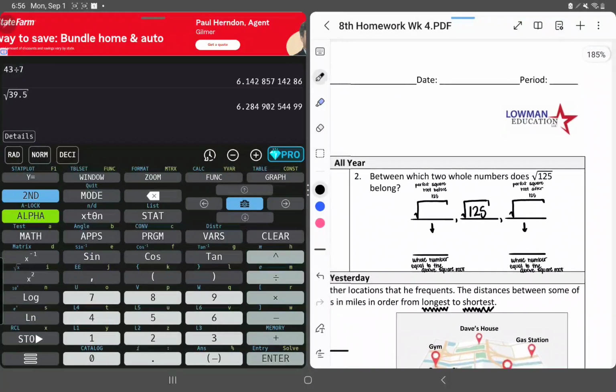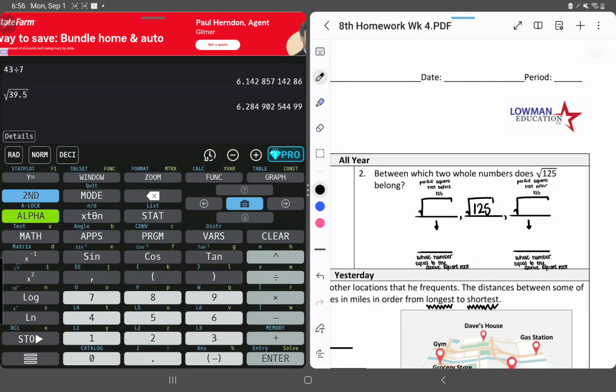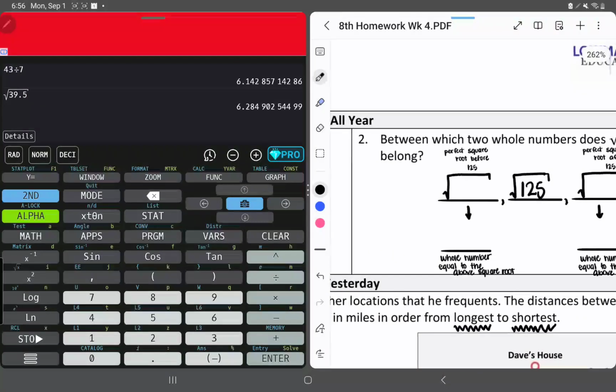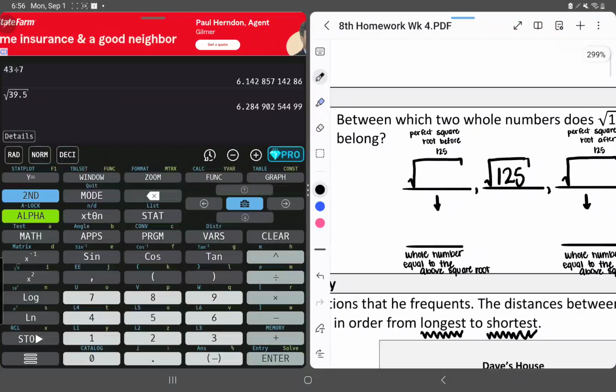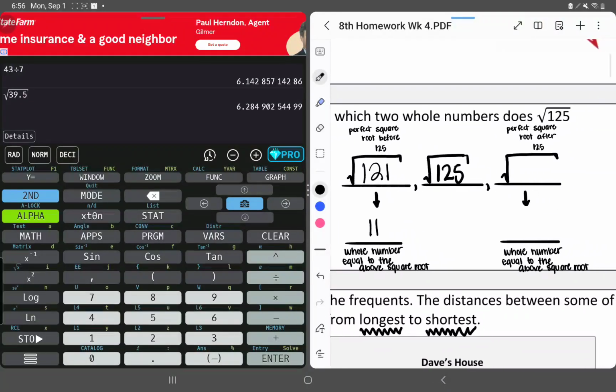For the next question, it says, between which two whole numbers does the square root of 125 belong? So we have to look at our perfect squares. The perfect square that comes before 125 is 121, whose square root is 11. And the perfect square that comes after 125 is 144, which gives us 12.